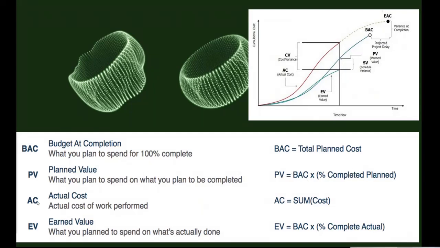And actual cost of work performed is the summation of the total actual cost. And earned value is the same: BAC multiplied by the percentage of what you have done. So for planned value and schedule, earned value is the percentage they will mention.